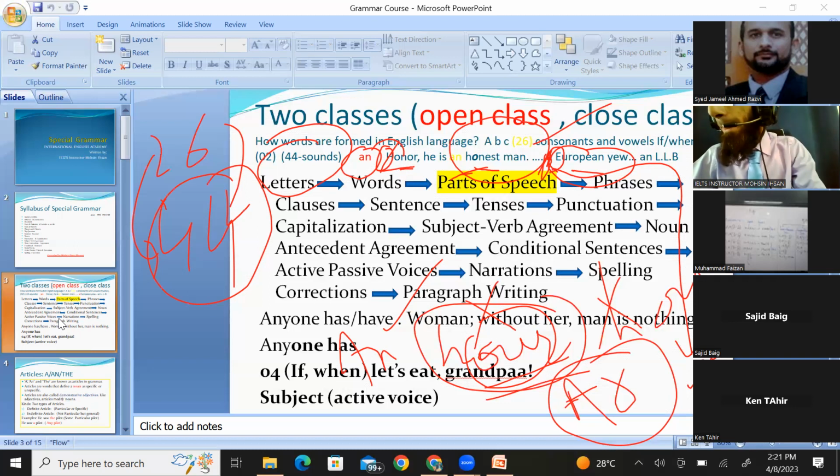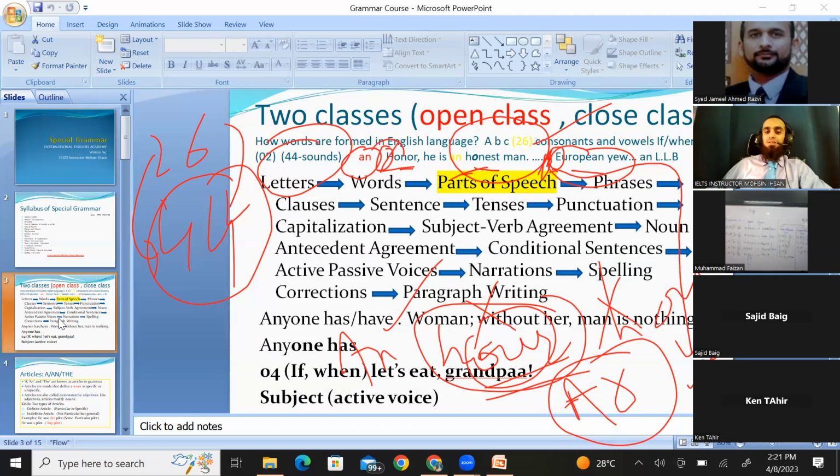Is it clear? Yes, sir. Okay. Next is LLB. What do you think? What to use for LLB? An LLB or a LLB? If we say he is blank LLB, he is an LLB or a LLB?